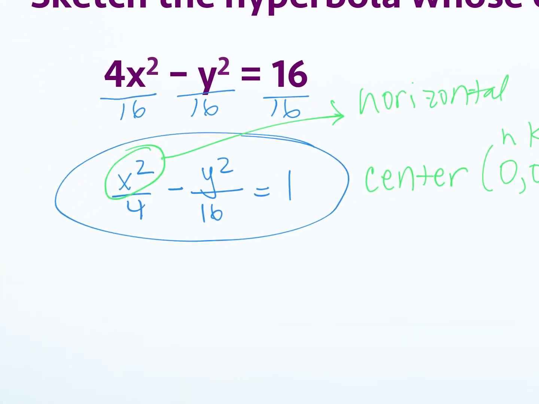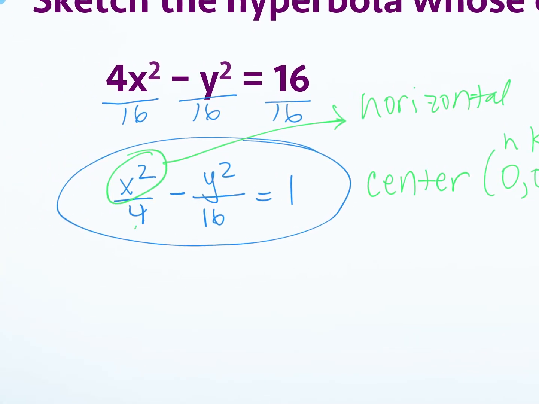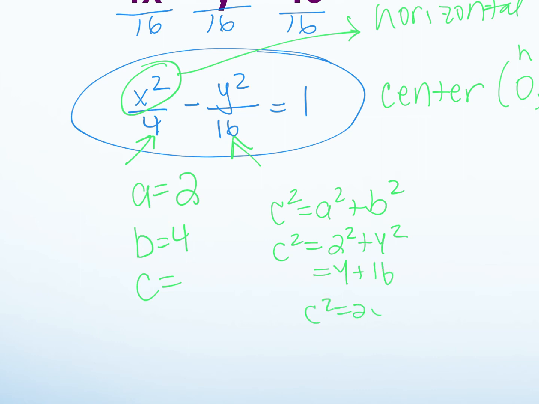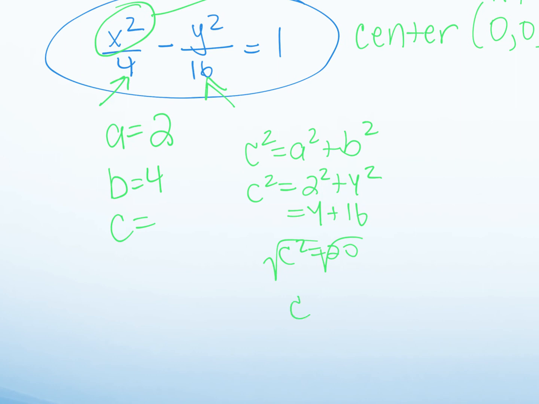That's pretty spectacular. I know that my a value is this squared. So a squared equals 4, my a value is 2. I know that my b is right here. b squared is 16, so that means b equals 4. So if we're going to find out what c equals, we'll say c squared equals a squared plus b squared. So c squared equals 2 squared plus 4 squared. 4 plus 16, I get c squared equals 20. When I take the square root, I get 4 times 5, so I get c equals 2 root 5. So my c value is 2 root 5. Now that's going to be helpful when we try and find the vertices and the co-vertices and all that stuff.